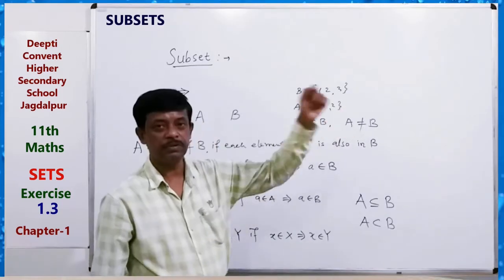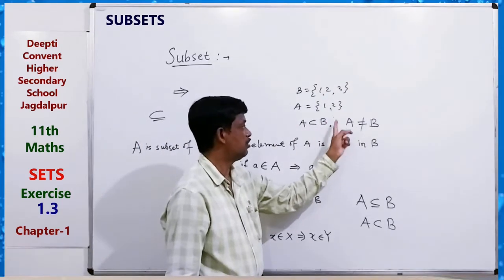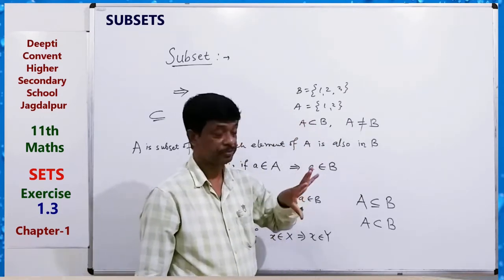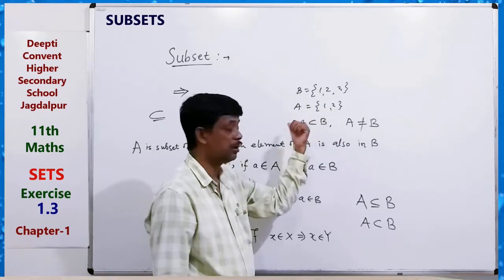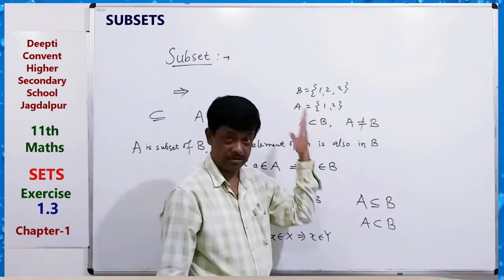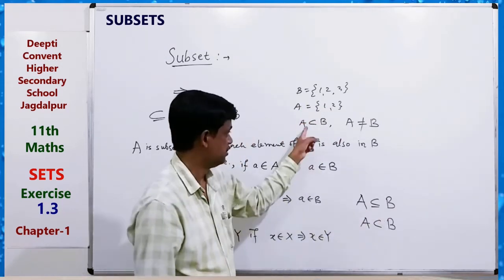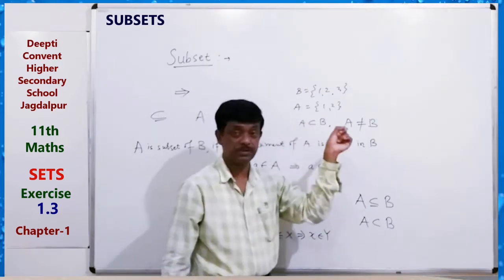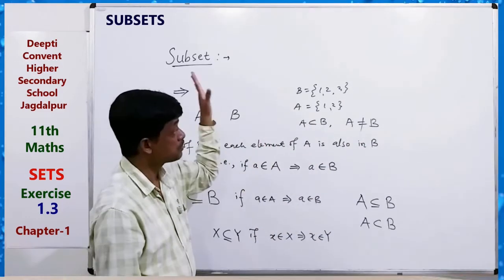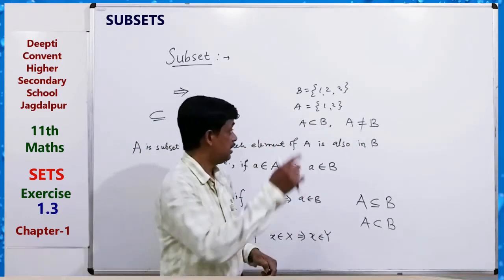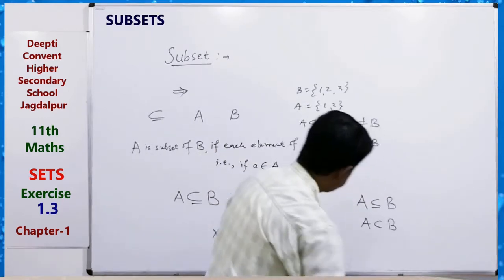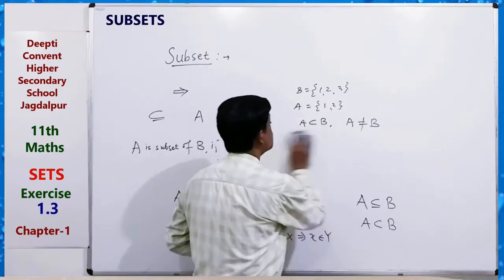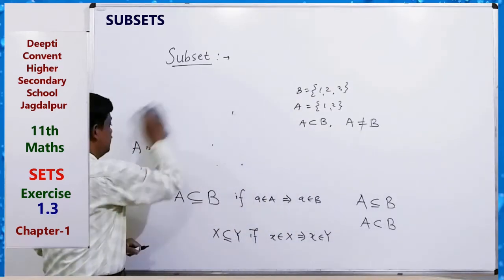Here A is not equal to B. A subset B and A not equal B. That means all elements of A are elements of B, but there is an element in B which does not belong to A. That is, B is not subset of A. In that case, we say that A is proper subset of B. And in this case, we say that B is superset of A.